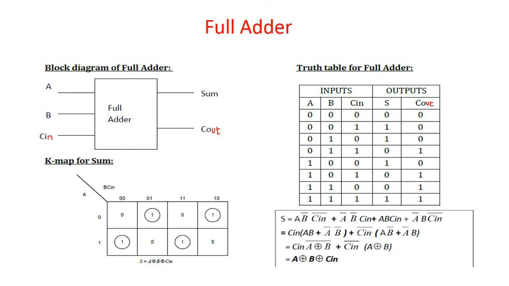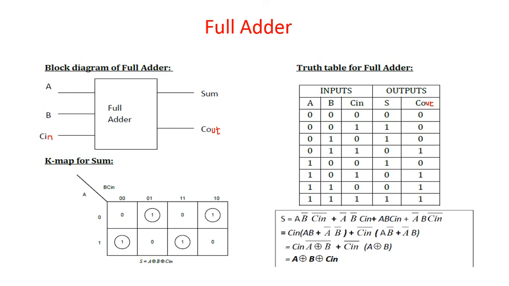Next input combination is 1, 0, 1. So 1 plus 0 is 1, again added with 1, so that sum is 0 and carry is 1. Here also 1 plus 1, sum is 0 and carry is 1. The last input combination is 1, 1, 1: 1 plus 1 is 0 with carry 1, and again it is added with 1, so that sum is 1 and carry is 1. This is the truth table for the full adder circuit.